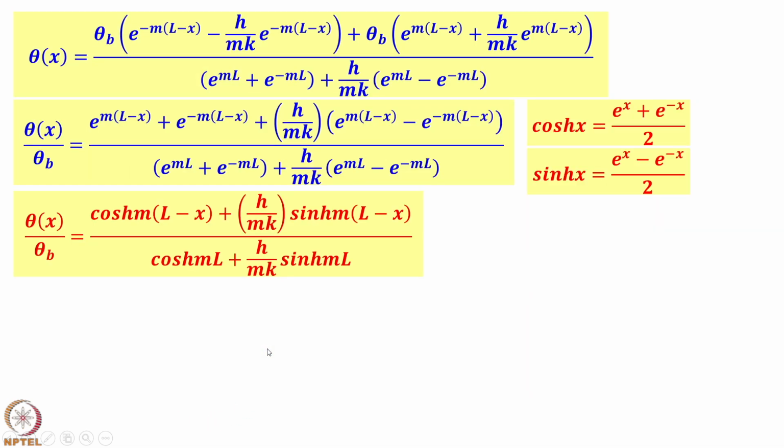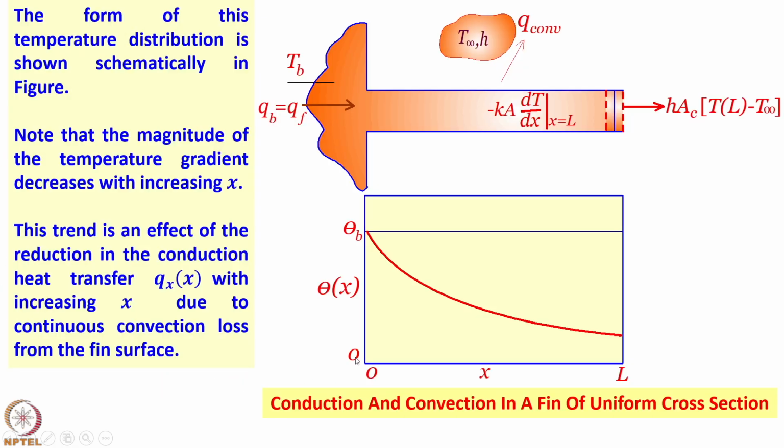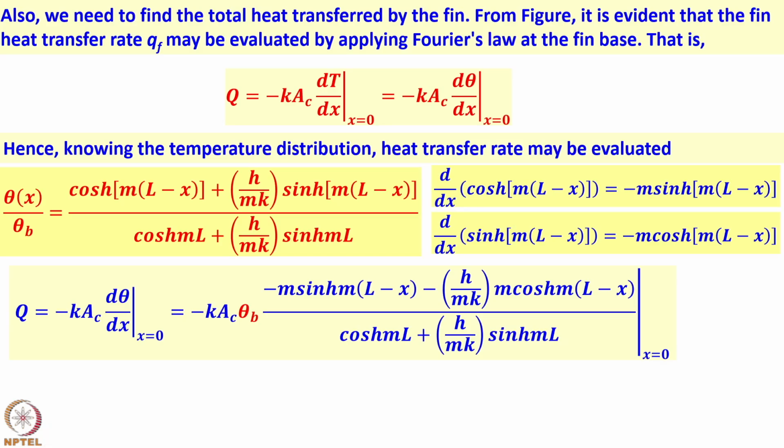So further algebra of this will lead to cos hyperbolic and so on. So this is your temperature distribution, what you will get for the convective boundary condition. Now for the heat transfer rate, what is the heat transfer rate? Q equal to K A c dT by dx at x equal to L, and that is you differentiate, this is your temperature distribution.